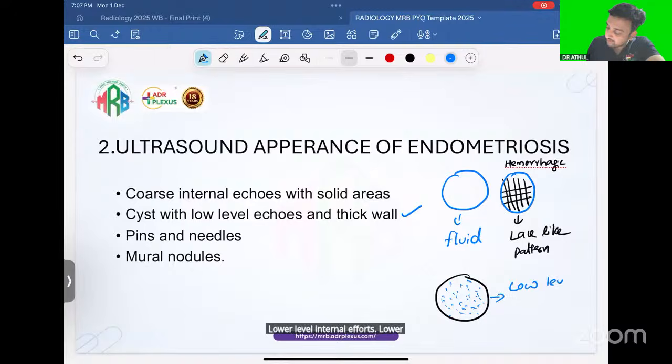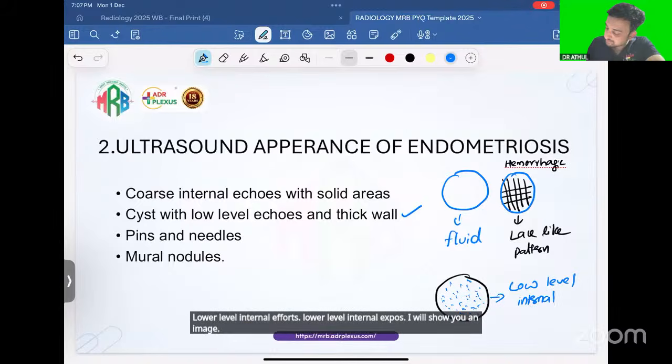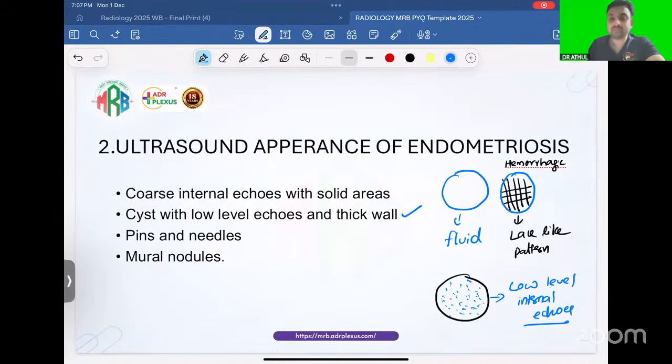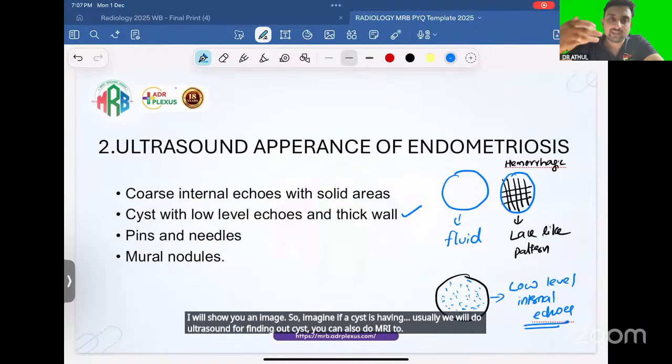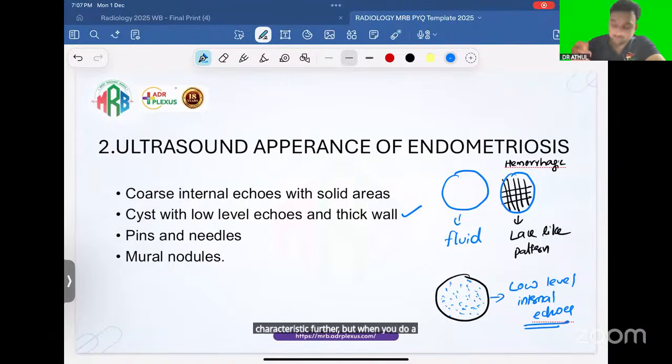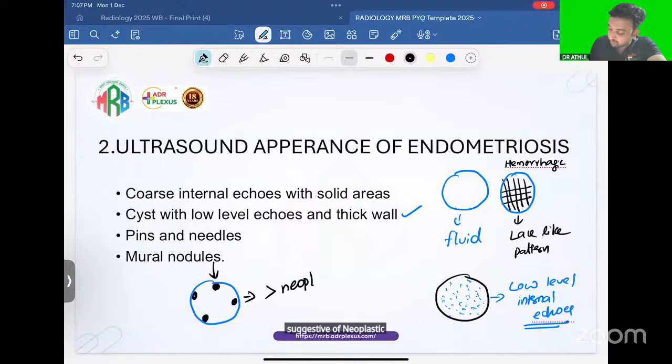Lower level internal echoes. I will show you an image. So imagine if a cyst is having, usually we will do ultrasound for finding out cyst. You can also do MRI to characterize it further. But when you do an ultrasound, if you are seeing a nodule like this, imagine there are few nodules like this, that means that is of high grade lesion, or it is more suggestive of neoplastic etiology. It is more of a neoplastic lesion. So if there is a mural nodule, you should think in terms of neoplastic.